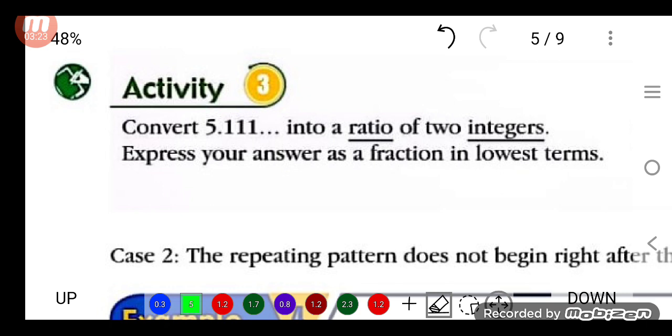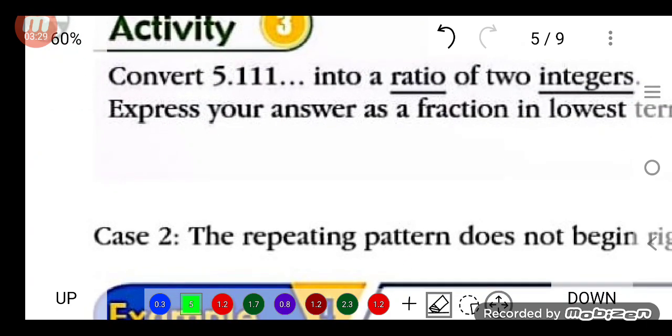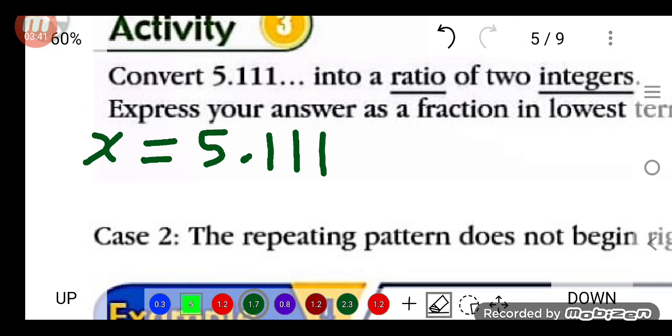So how do you start? We start by labeling 5.111, calling it x. So for example, we say x equals 5.1111 and so on. Here one digit is repeated. That's why we multiply both sides of this equation by 10. So if I multiply both sides of the equation by 10, let me see what I get.